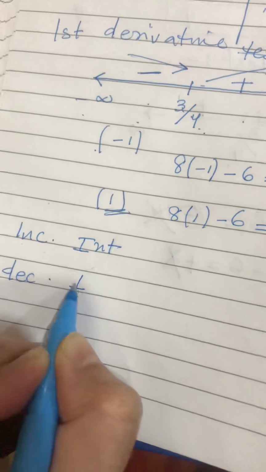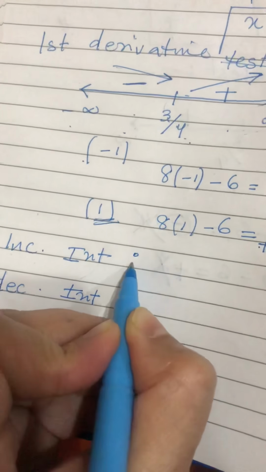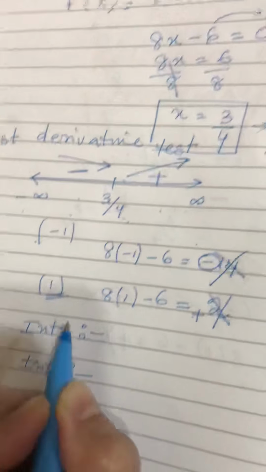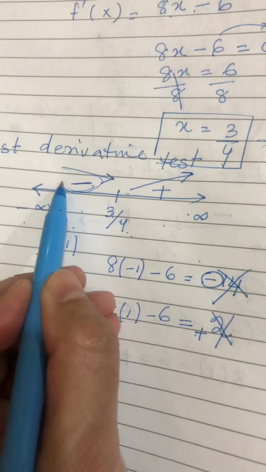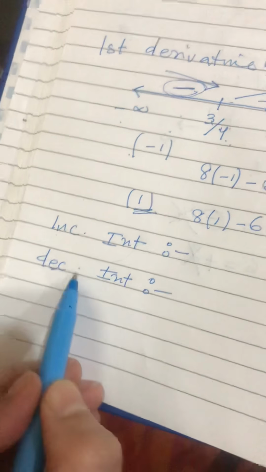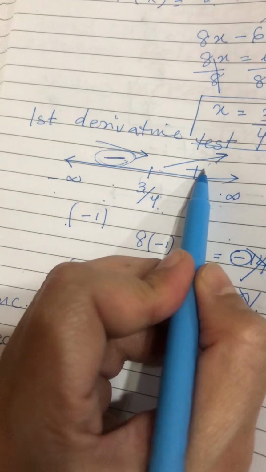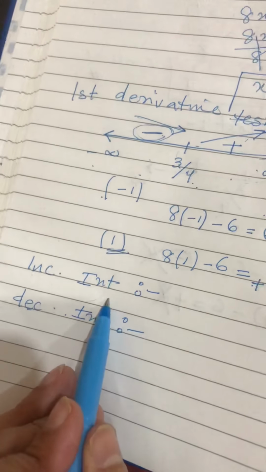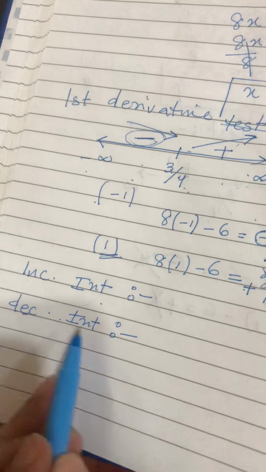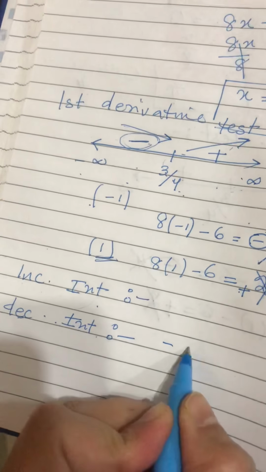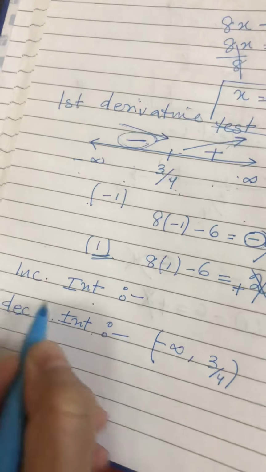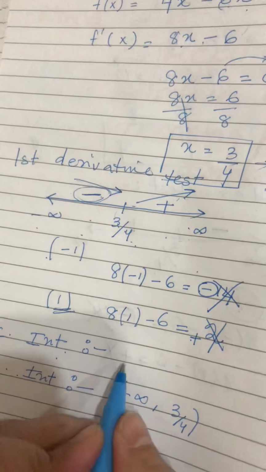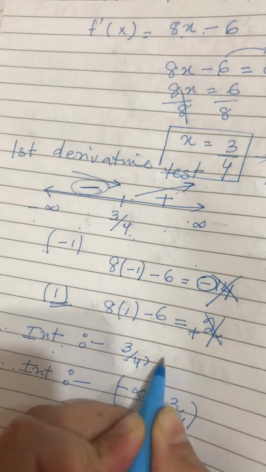In order to find the increasing and decreasing intervals, again analyze the number line. So, you can see that this negative sign shows the decreasing interval, whereas the positive sign shows the increasing interval. So, the decreasing interval is from negative infinity to 3 over 4 and the increasing interval is from 3 over 4 to infinity.